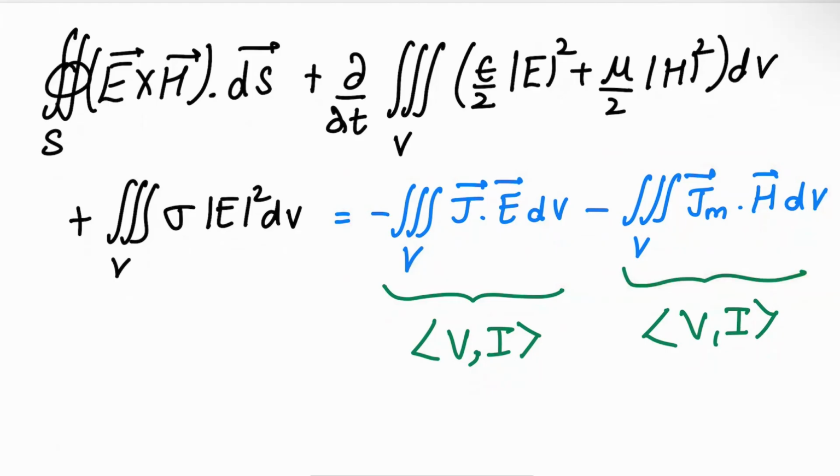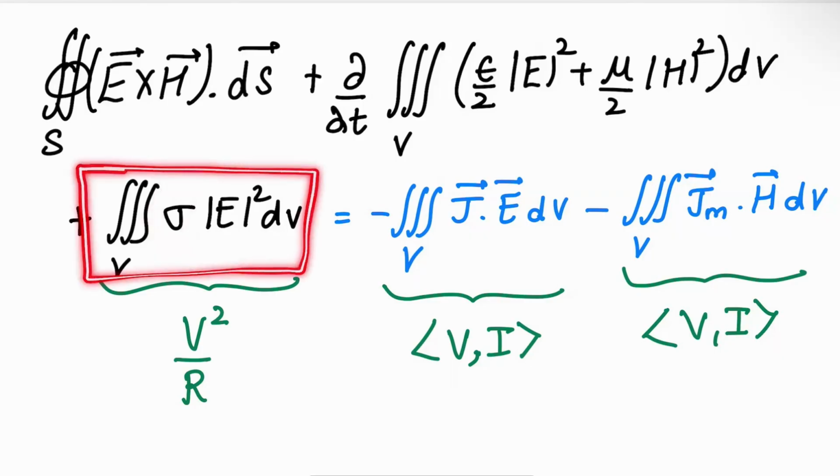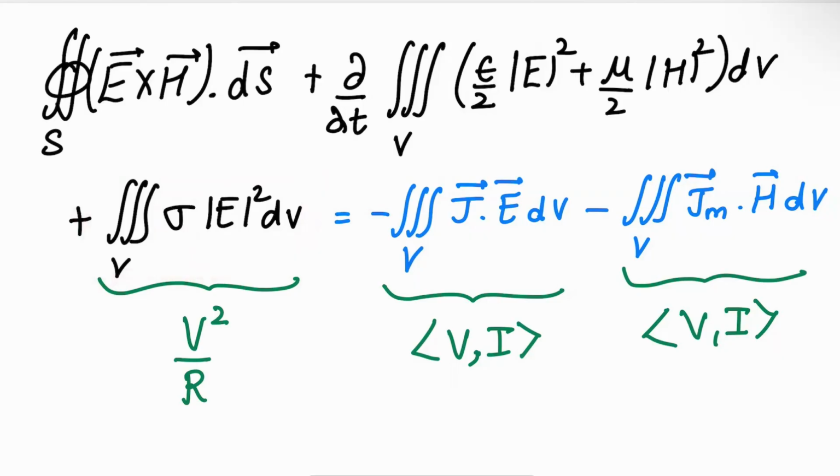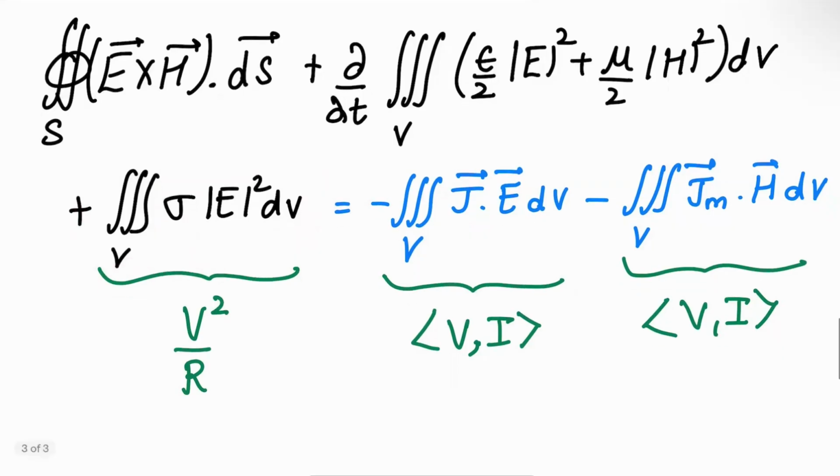Okay, so then we go to the other side. What does this look like? This looks something like V square over R, and that's the amount of power that is dissipated in a resistor of resistance R. Sigma here is nothing but 1 over rho, where rho is the resistivity. So this is the amount of power that is dissipated in the conductance of the medium. So it's heat dissipation essentially.